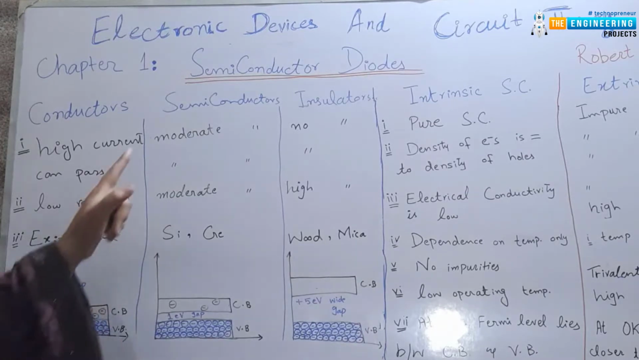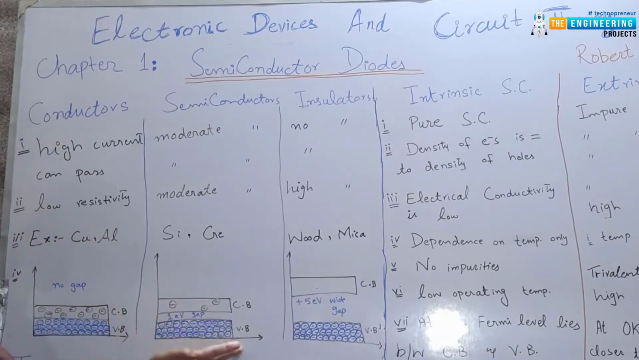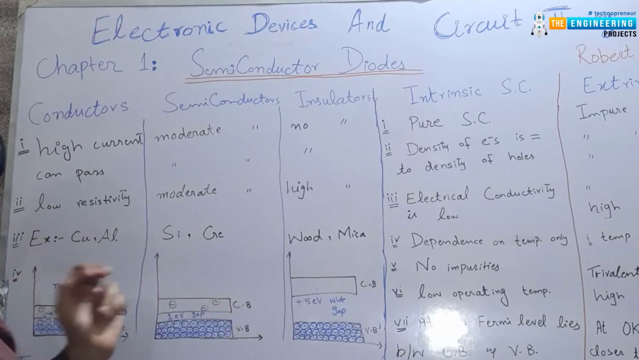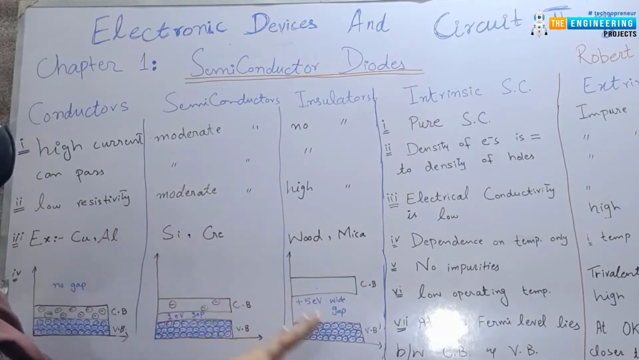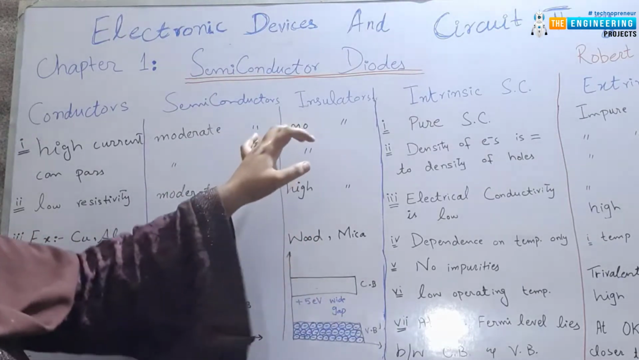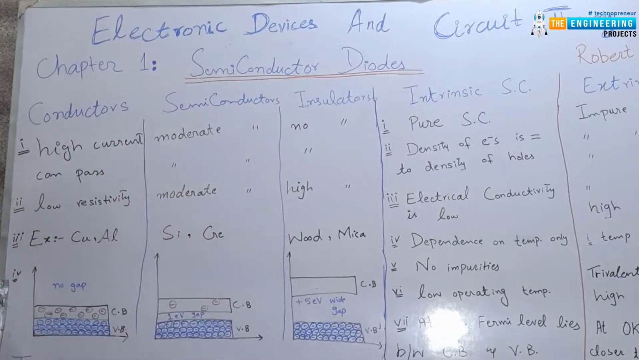But in case of semiconductors, a minor number of electrons can move from valence band to the conduction band. But in case of insulators, no electron can move from valence band to conduction band, so there will be no conductivity, there will be high resistivity.